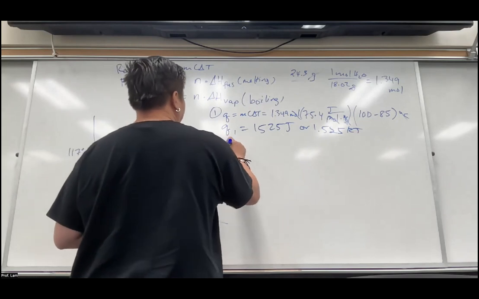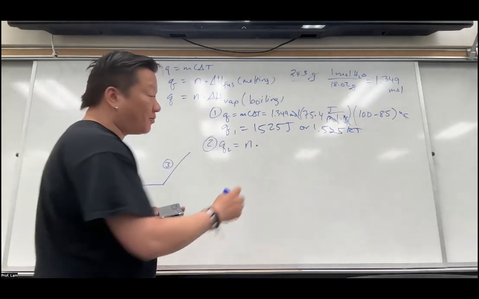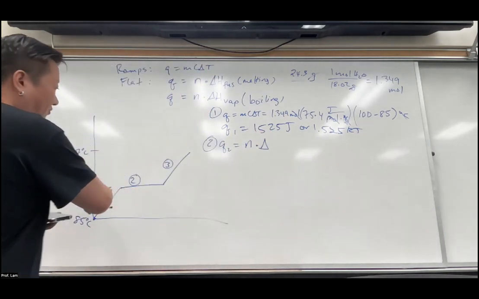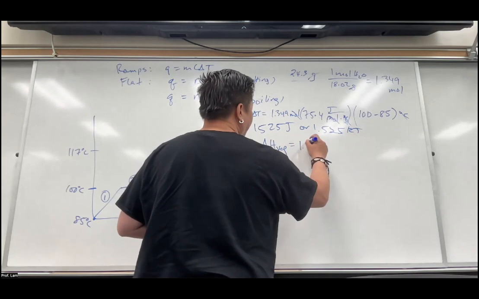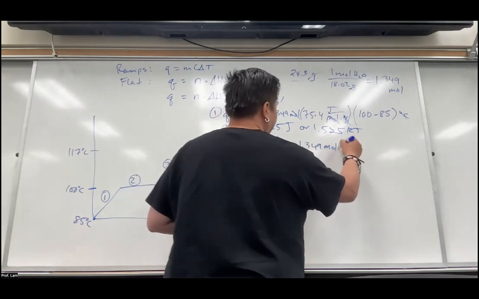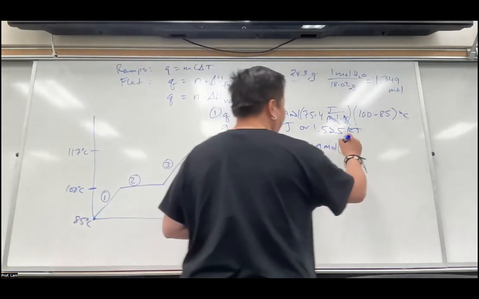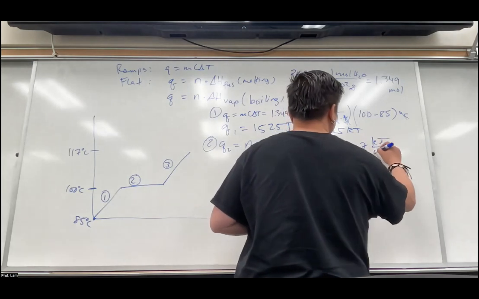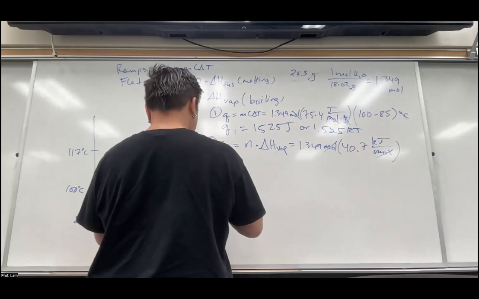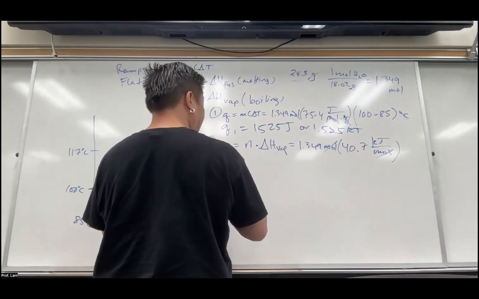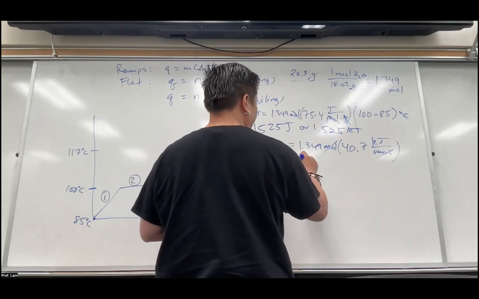Then segment two, Q2 is gonna be equal to moles times the enthalpy of, this is boiling now, right? Because we're going from liquid to gas. So we better grab delta H vap. So the moles is 1.349 moles times delta H vap, which is 40.7 kilojoules per mole. So Q2 is going to be equal to 54.9 kilojoules.